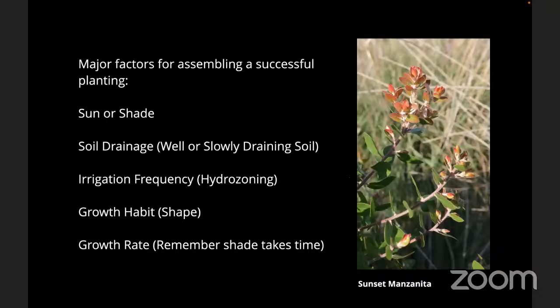So those are the major factors for assembling a successful planting. That's sun or shade. We already talked about full sun being 6 or more hours of direct sunlight, or part sun or shade. Then soil drainage. Does your soil drain well or does it drain slowly?